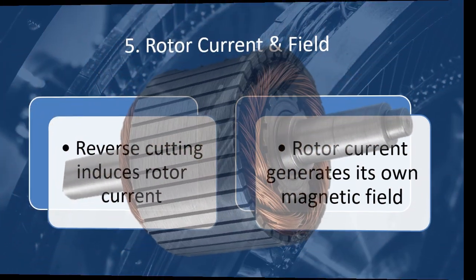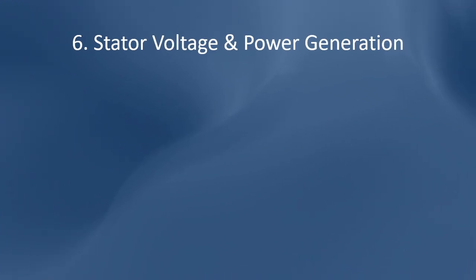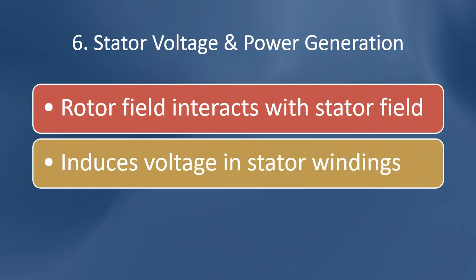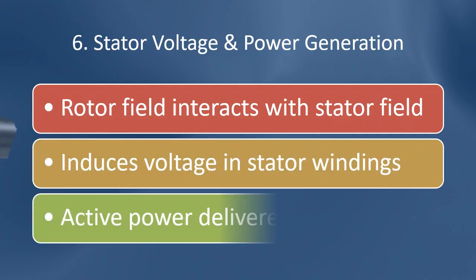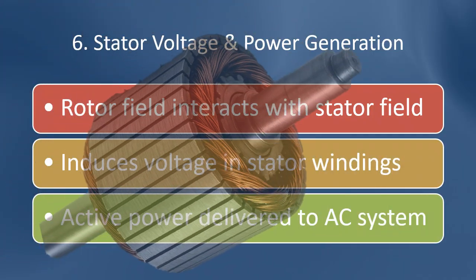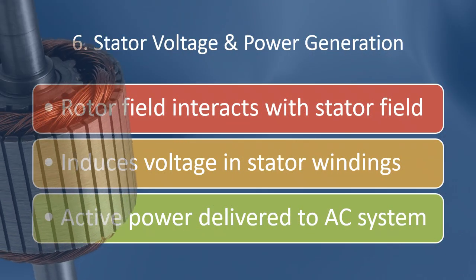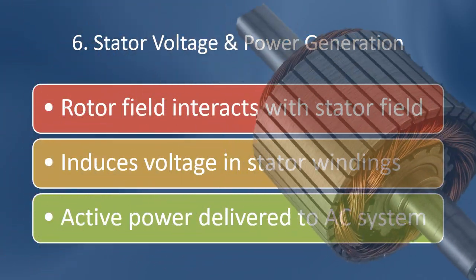Stator voltage and power generation. As the rotor field interacts with the stator field, voltage is induced in the stator windings. This induced voltage pushes active electrical power back into the AC system, completing the process of power generation.